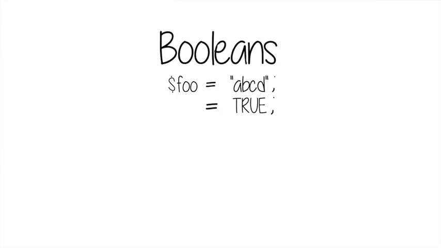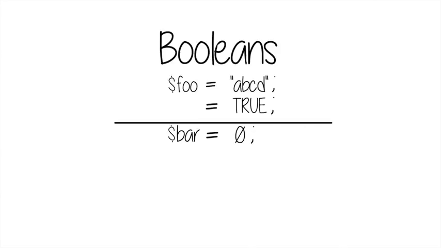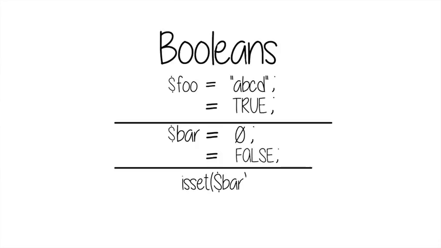Now let's say we have another variable named bar, and we set that equal to 0. So now 0 will equate, if tested, to the Boolean false. The way we're going to do that is with a built-in function in PHP called isset. We're not going to get too far into isset, but this is how it is defined.